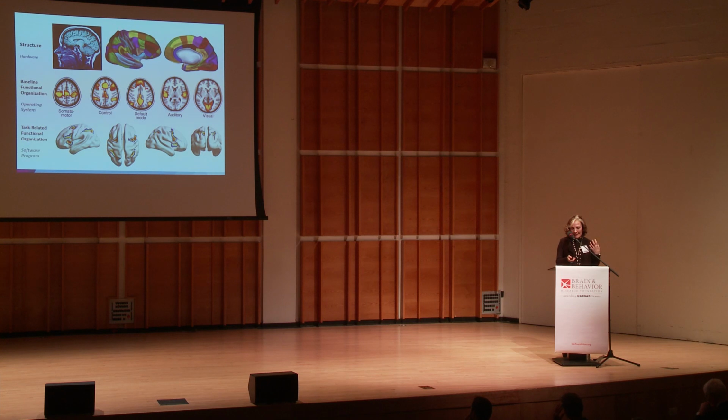So the hardware is the brain structure, and any plasticity that we can see in brain structure is long-standing hardwired plasticity. In addition to that, the brain has a functional organization, and that has to do with the way different regions of the brain interact functionally with each other. And we can have a baseline functional organization, which, in terms of computer speak, will be your operating system. It's the basic parameters that characterize the functional characteristics of your brain.